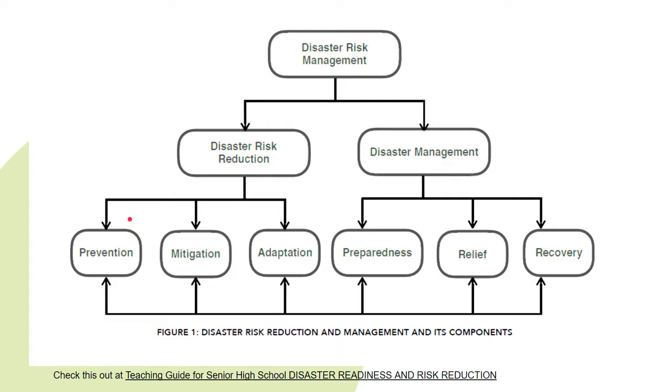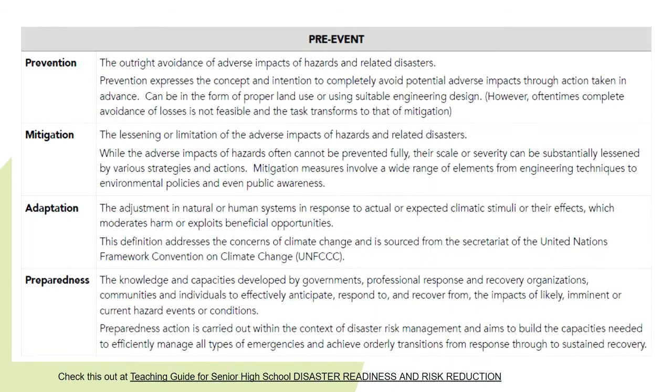This concept map is taken from Teaching Guide for Senior High School on Disaster Readiness and Risk Reduction. So it shows us that the preparation for disaster risk management involves disaster risk reduction and disaster management. So disaster risk reduction tells us that in order for us to reduce the effects of disaster, we need to look into analysis and management of the different factors that constitute a disaster. So that includes prevention. Okay, so that tells us the outright avoidance of the impacts of disaster. So this includes the intention to completely avoid potential impacts through action taken in advance, so to prevent the impacts of that particular hazard.